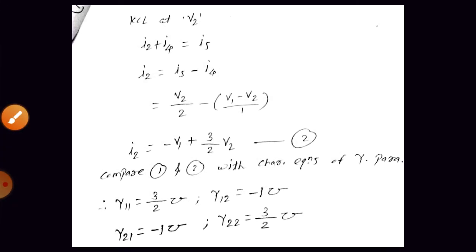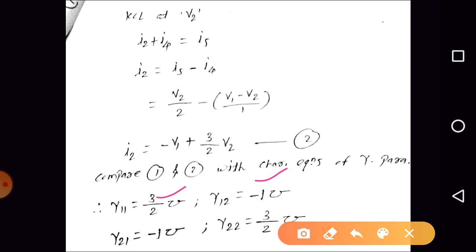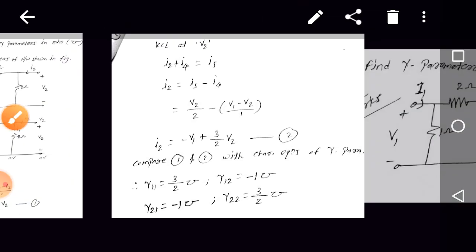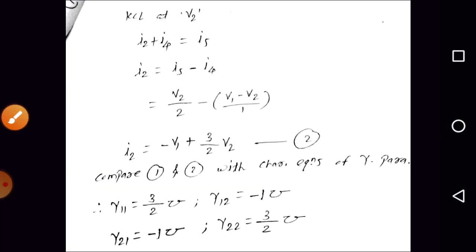Compare equations 1 and 2 with the characteristic equations of the y parameters, right? So y11 is 3 by 2, y12 is minus 1, y21 is minus 1 and y22 is 3 by 2. Are you getting the point? So the preferable method for finding the y parameters is KCL, Kirchhoff's current law.